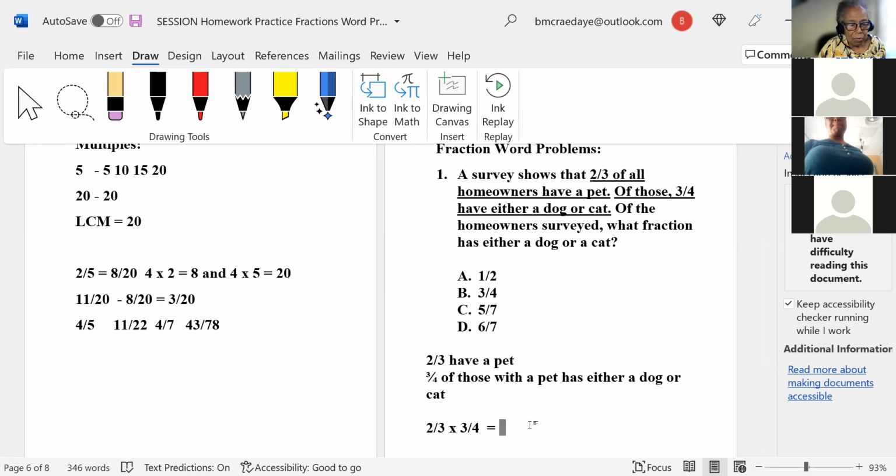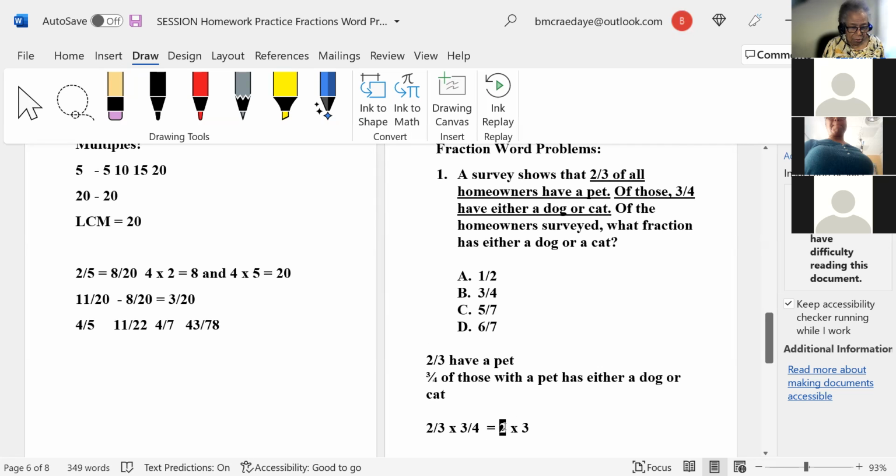So it would be 2, 2, 4, 8 upon 2. It'll be 1, 8 upon 9. What's 2 times 3? The left is the top. So 2 times 3 is 6, right? And 3 times 4 is 12.